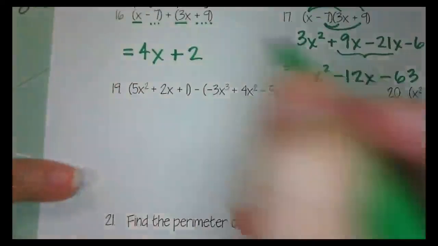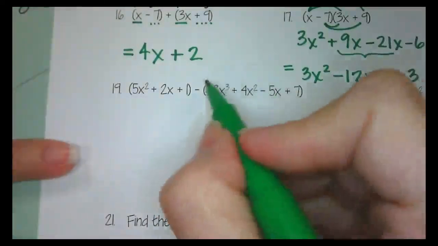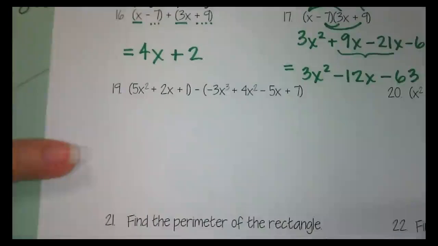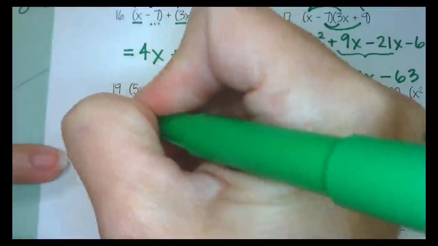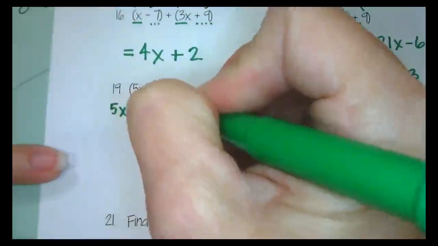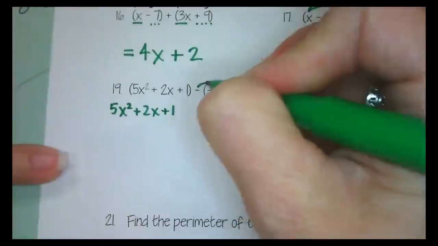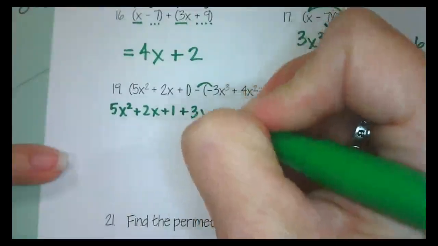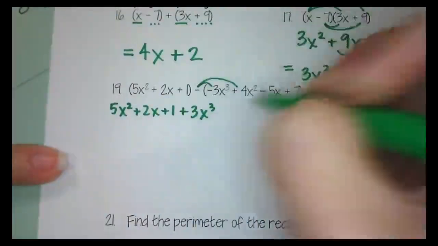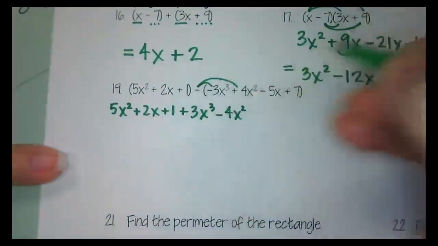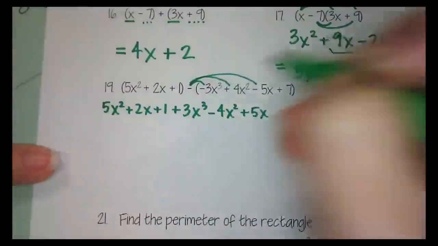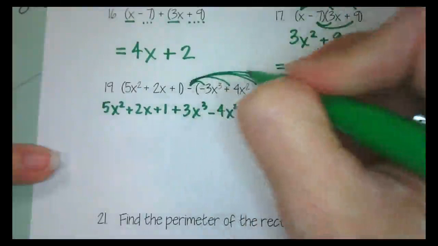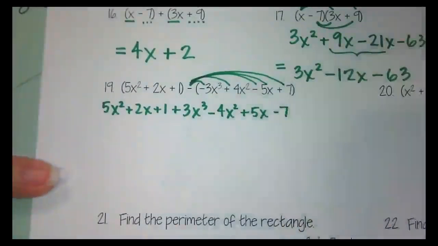All right, number 19. Okay, we're subtracting here, so we need to remember that we're subtracting each of these. Okay, now there's 2 ways we could do it. We can just remember that, or we can rewrite this as 5x squared plus 2x plus 1. All right, now we're going to subtract a negative, so that's going to be plus 3x cubed. Then we have to subtract that one. Then we need to subtract negative 5x, so that's going to be plus 5x. And then we need to subtract, oops, missed my mark. So that would be minus 7.